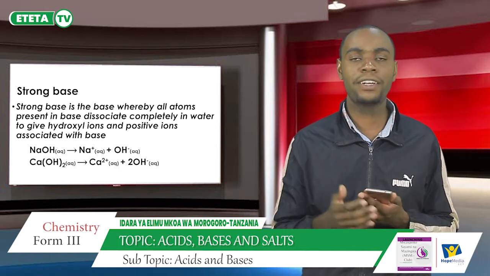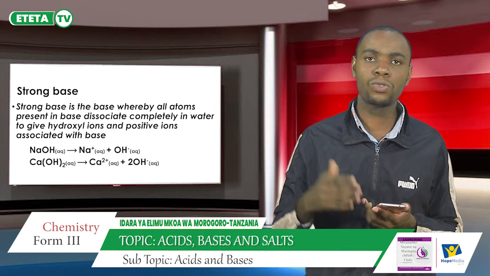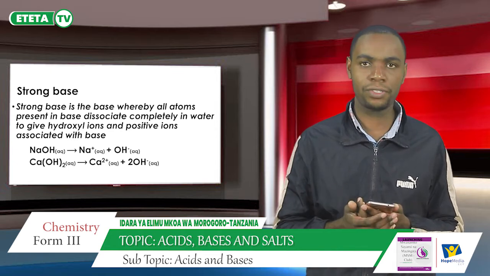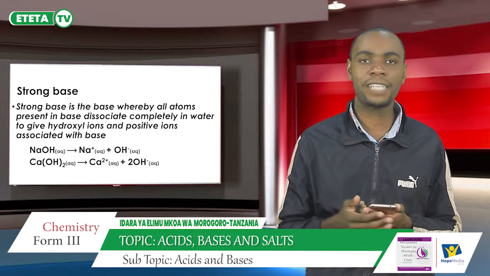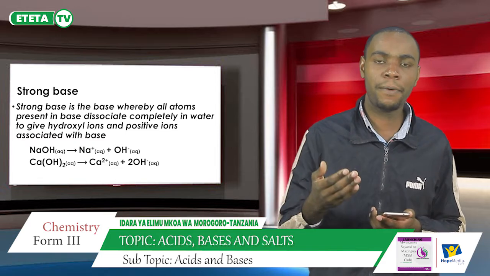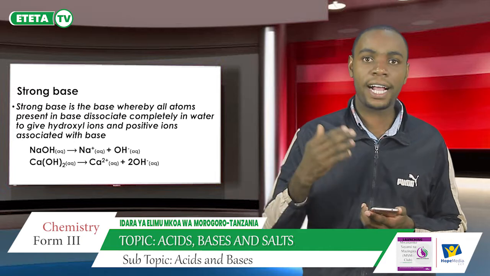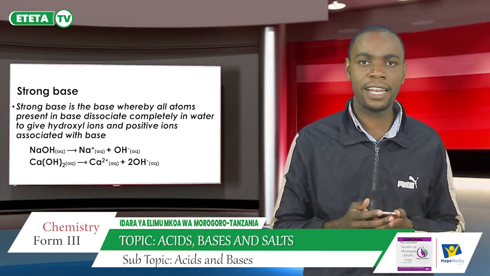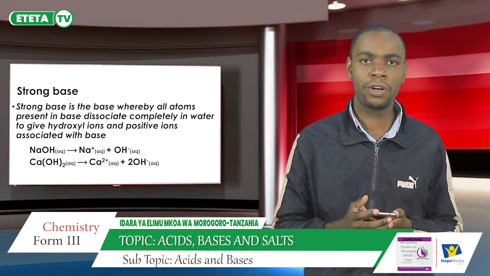Examples of strong base: we have sodium hydroxide. When dissolved in water, it will dissociate into sodium ion and hydroxyl ion. Another example is calcium hydroxide. Also, the calcium hydroxide, when dissolved in water, will dissociate into calcium ion and hydroxyl ion. So these are examples of a strong base.